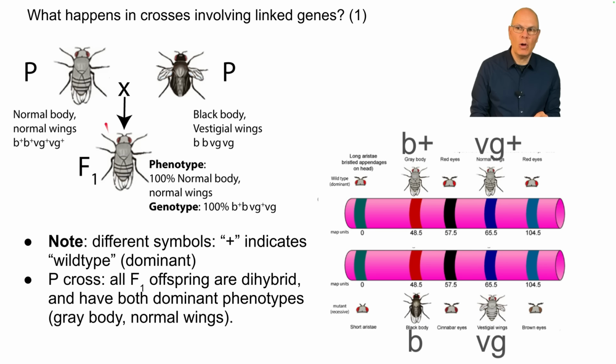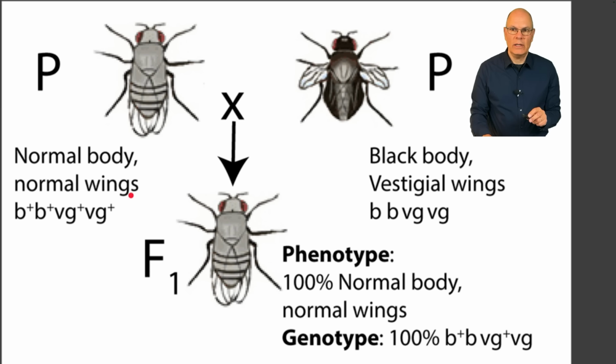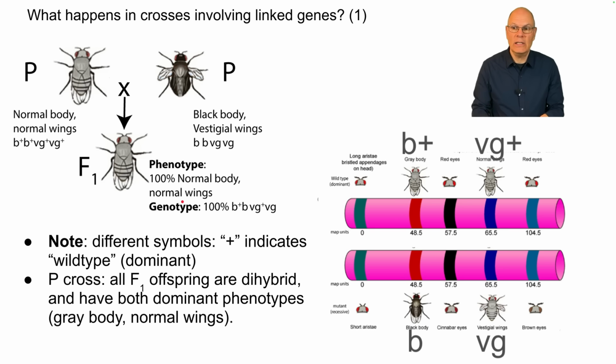In this P cross, what we're doing is we're crossing a normal body, normal winged fly, B plus, VG plus, VG plus, with a black-bodied vestigial winged fly. Those are both recessive traits. And note that all the F1 offspring are dihybrid. They're B plus B, VG plus VG, and they have both dominant phenotypes. This is what you'd expect in a Mendelian trait for the F1s. We have a gray body and normal winged fly, which has all of the dominant characteristics.